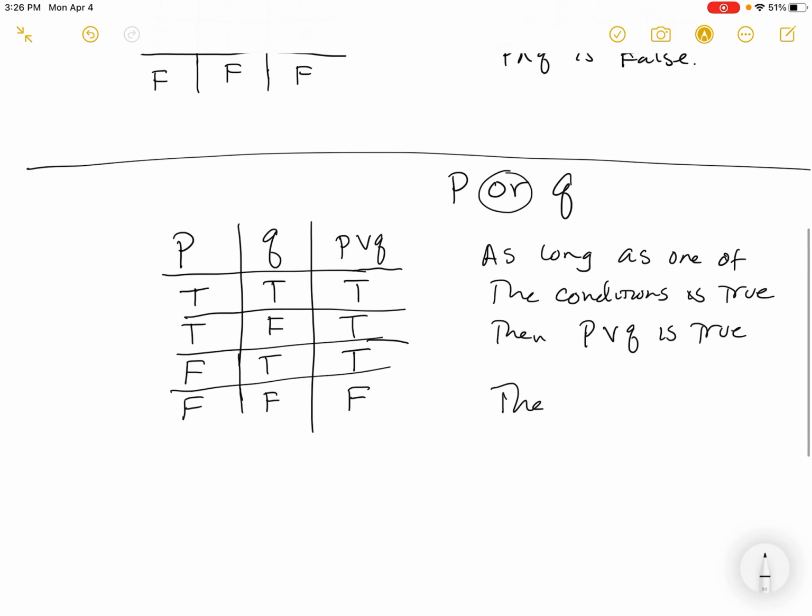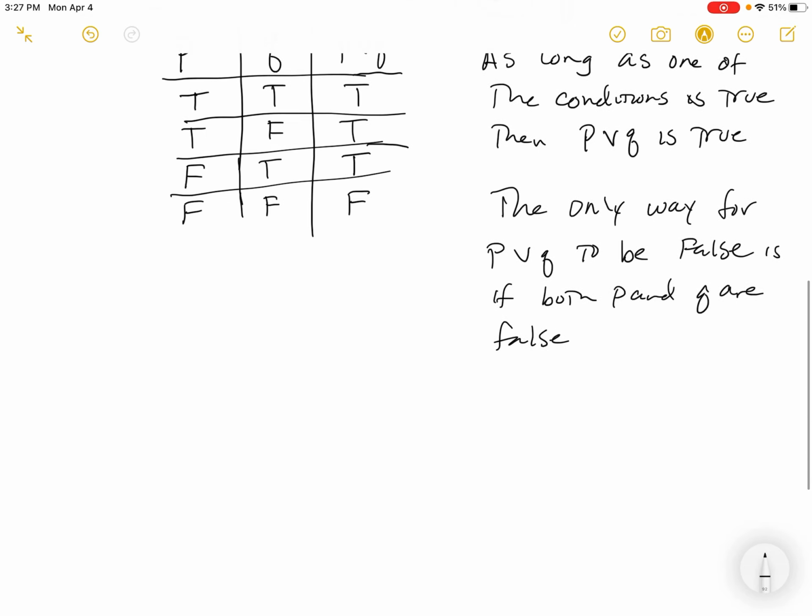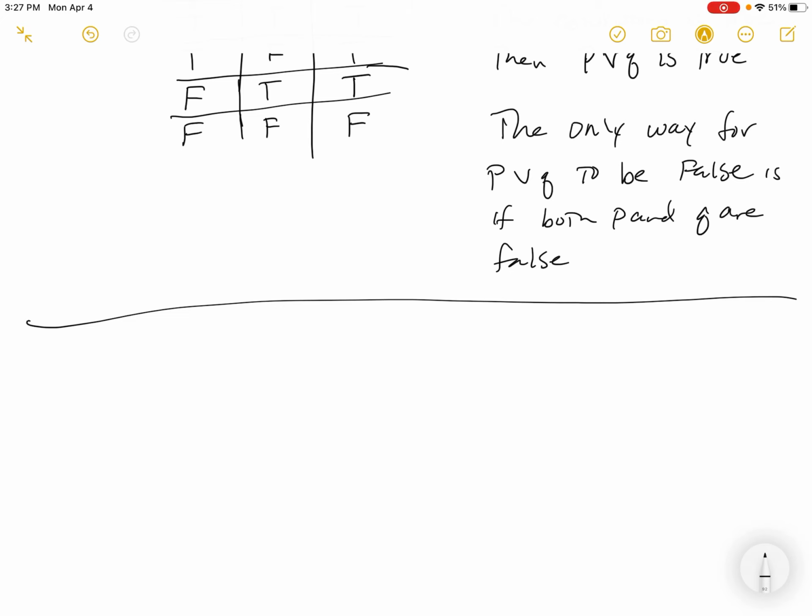The only way, I'm going to state this in another way, the only way for P or Q to be false is if both P and Q are false, right? If neither condition is met. And so we have that or probability, or not probability, that or statement. It does have very much a relationship with probability.